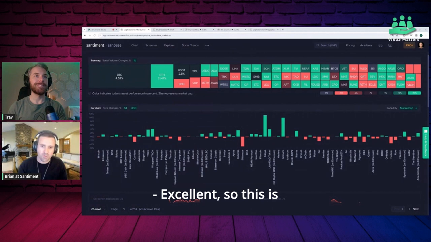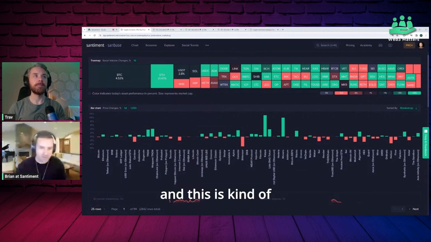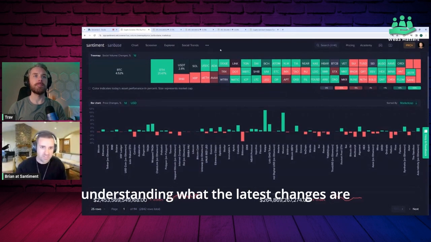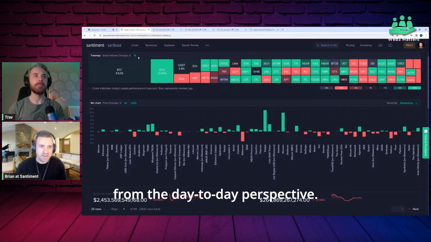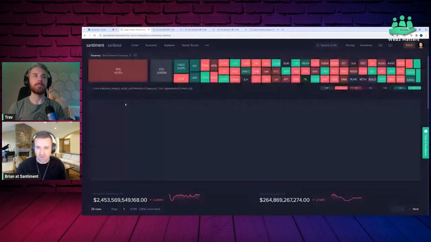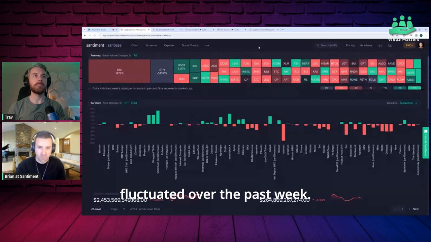Excellent. So this is what's known as our data screener. And this is step one, in my opinion, in terms of getting the lay of the land, understanding what the latest changes are from a day-to-day perspective. You'll notice these green buttons here that say 1D. You can switch them to 7 or even 30 days. I'll just switch them to 7 so we can get a nice short to midterm idea of how markets have fluctuated over the past week.